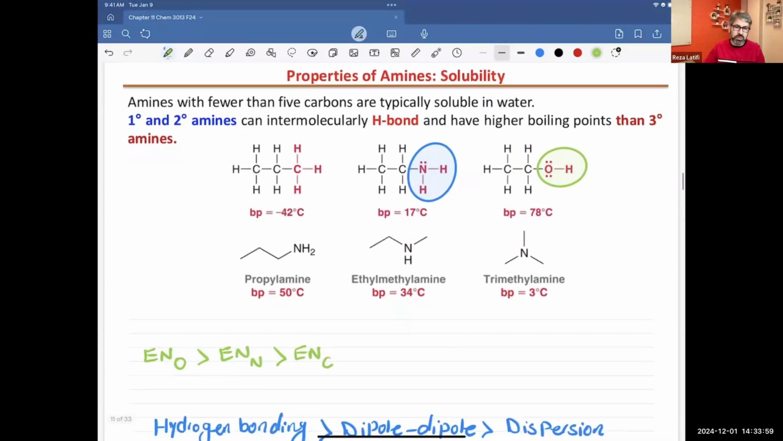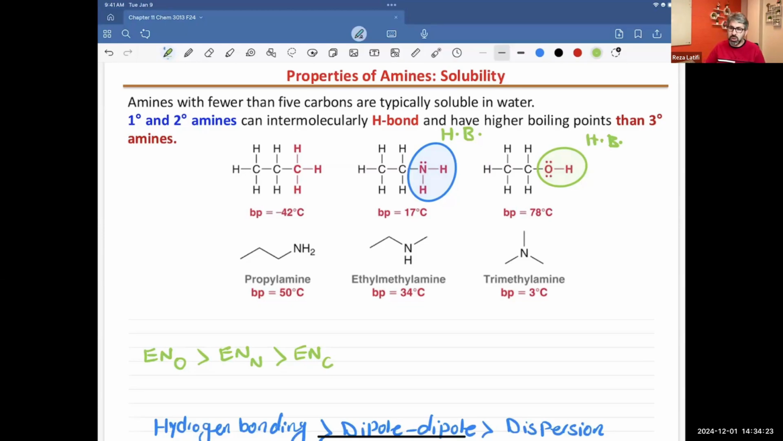Next thing is the solubility and boiling point. If you compare amines with alkanes, because amines have hydrogen attached to an electronegative element like nitrogen, they can form hydrogen bonding, similar to alcohol. So their boiling temperature is going to be high. It is higher than alkane, and that's because of the hydrogen bonding.